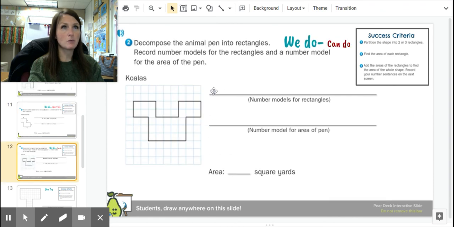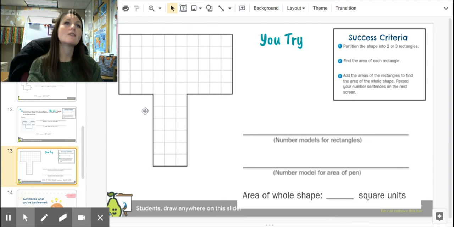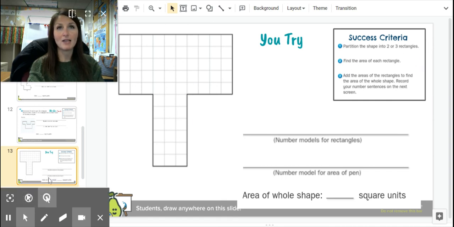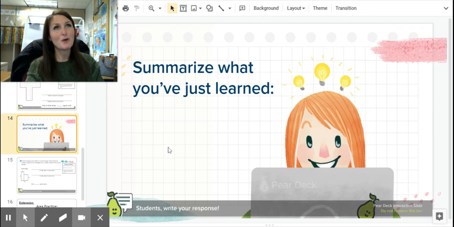And then this one is another one you can try. This one again, you have the boxes, and then this one's definitely one that I want you to be able to show me as you do. Count the boxes, break it up into different rectangles, and find the area. And as always, don't forget to reflect.